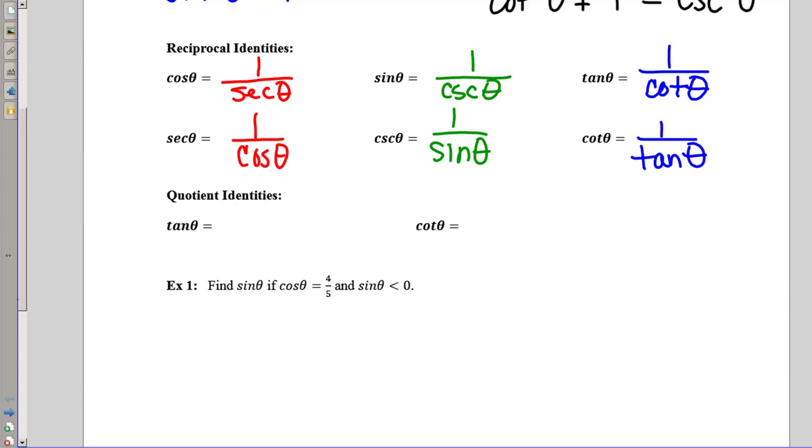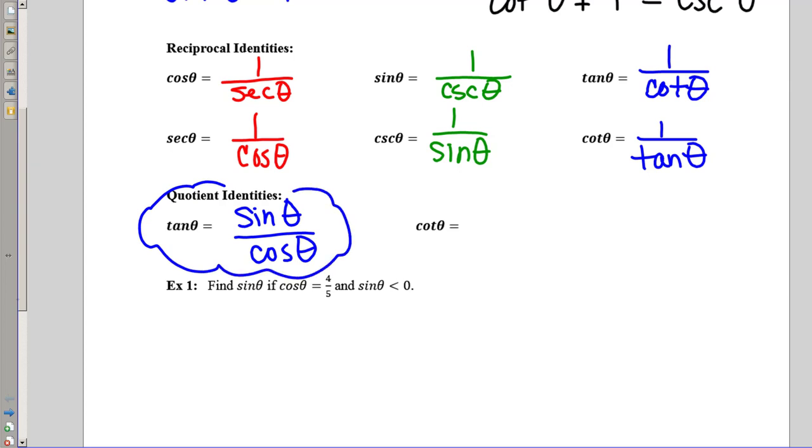Okay, so we'll go ahead and take a quick reminder about tangent. Tangent is sine over cosine. So I'm just going to highlight that one because it's really pretty helpful a lot of times when we're doing proofs. And then, of course, if tangent is sine over cosine and cotangent is the reciprocal of tangent, then that means this is cosine over sine.